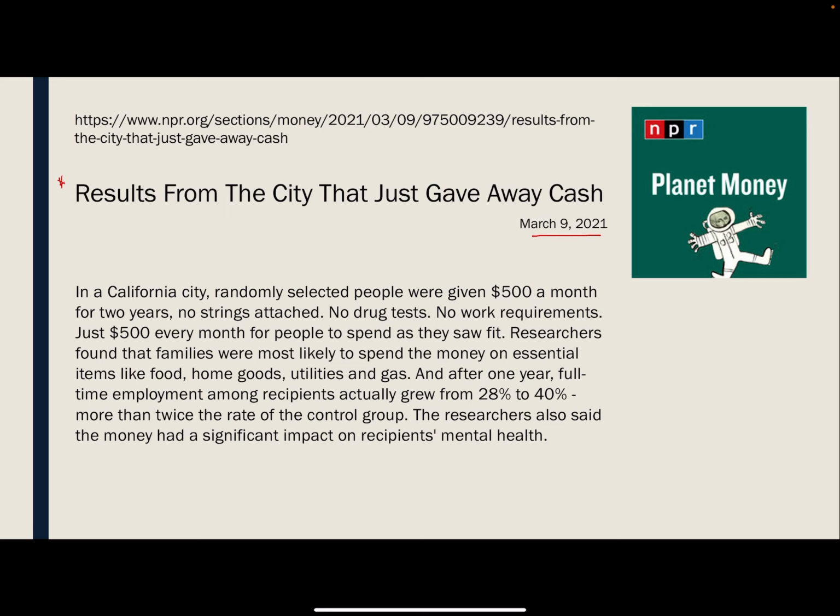So actually having a small guaranteed income actually led to better employment. The researchers also said that the money had a significant impact on recipients' mental health. So I just thought that was interesting if you wanted to read up on a real-life experiment that is currently going on. All right, if you have any questions on Chapter 11, let me know.